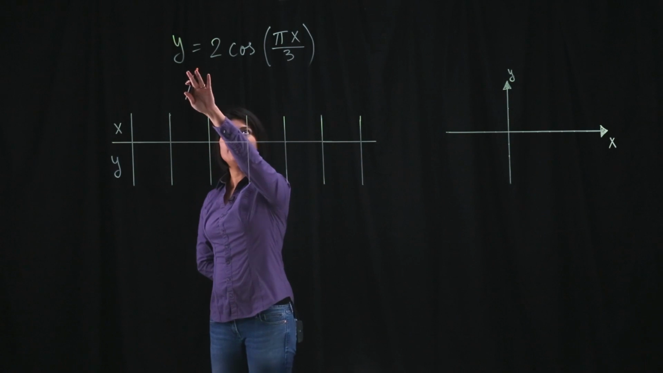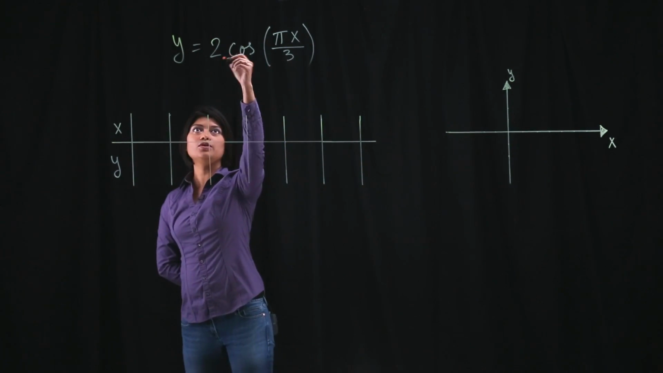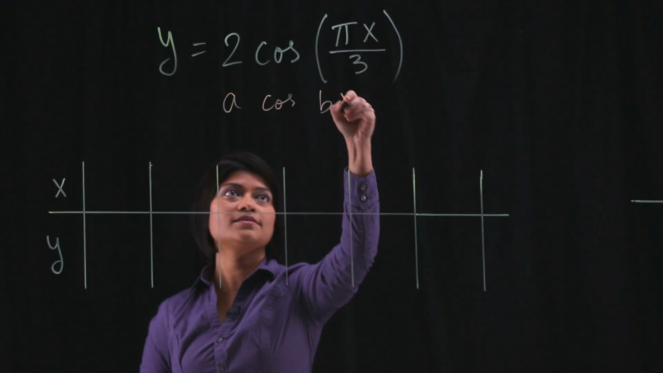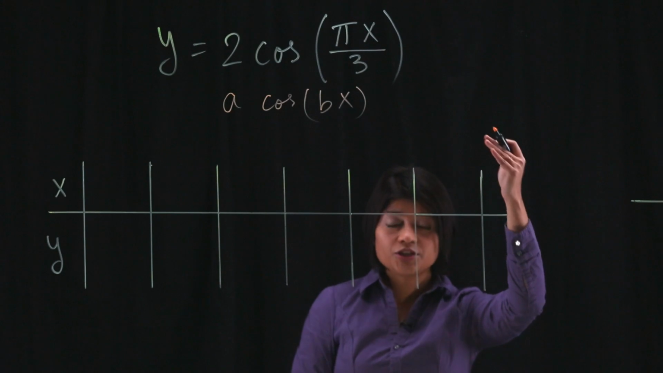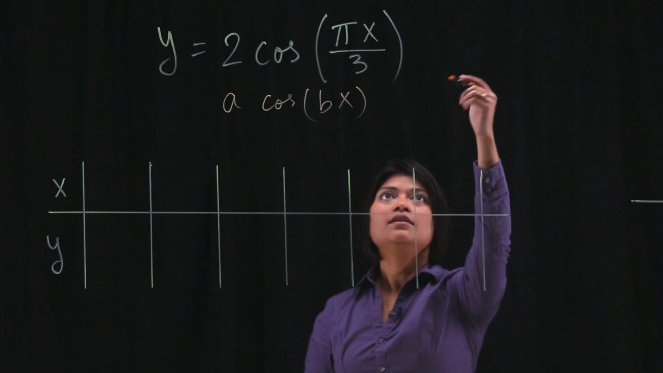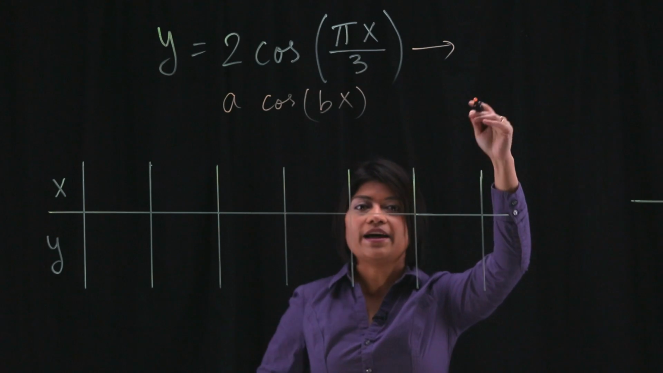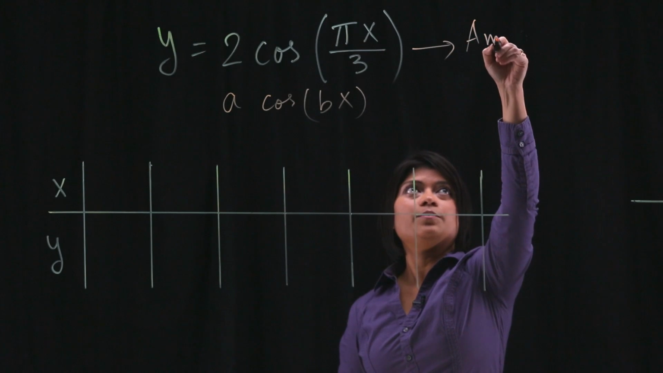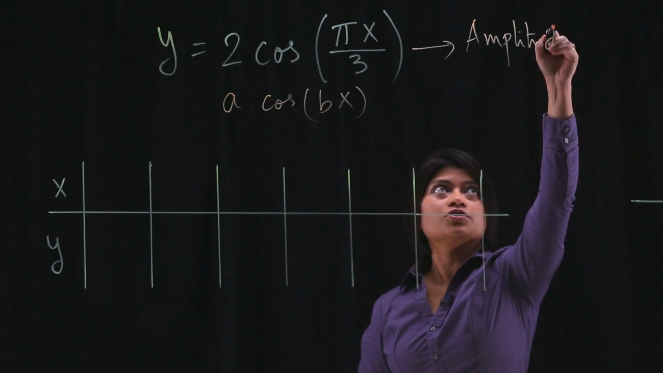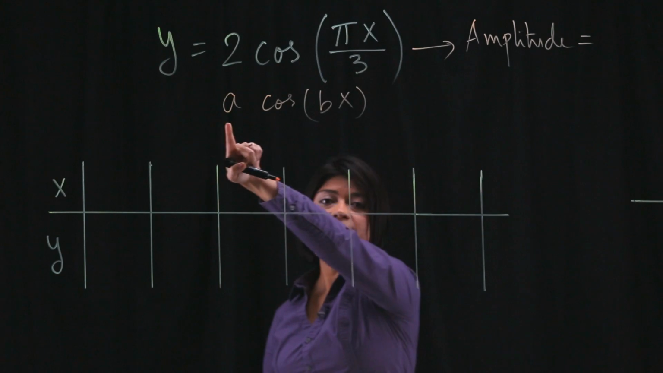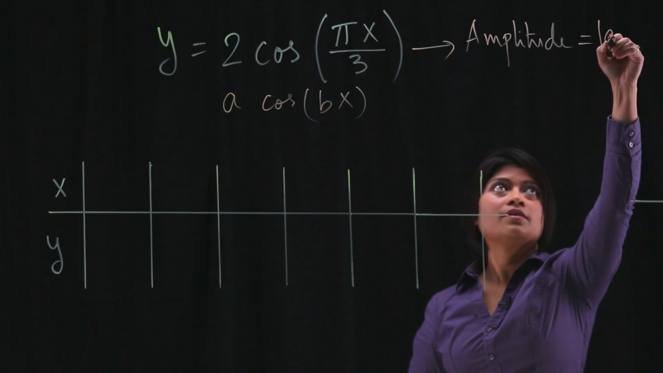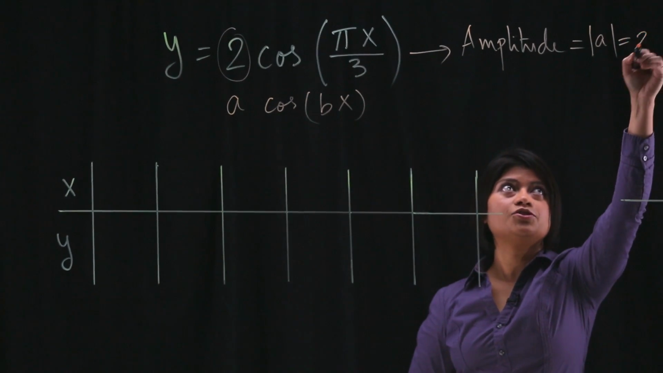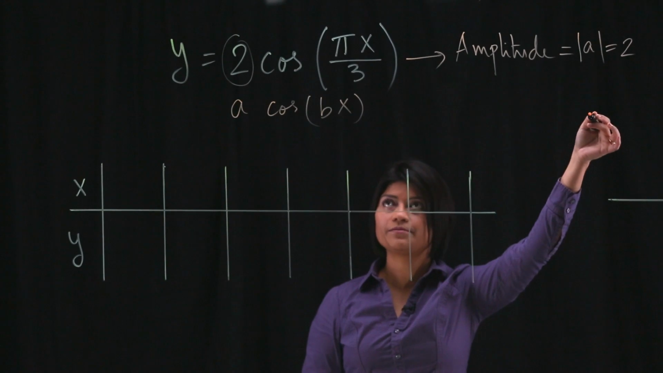So remember that for a trig function that looks like y equals, say, a cosine of bx, we can figure out what the amplitude is, what the period is. So why don't we just have an idea about the amplitude and the period first. What is the amplitude of this function? Well, it will be the absolute value of a, and here a is just 2, absolute value of 2 is 2, so the amplitude will be 2 when you sketch the graph.